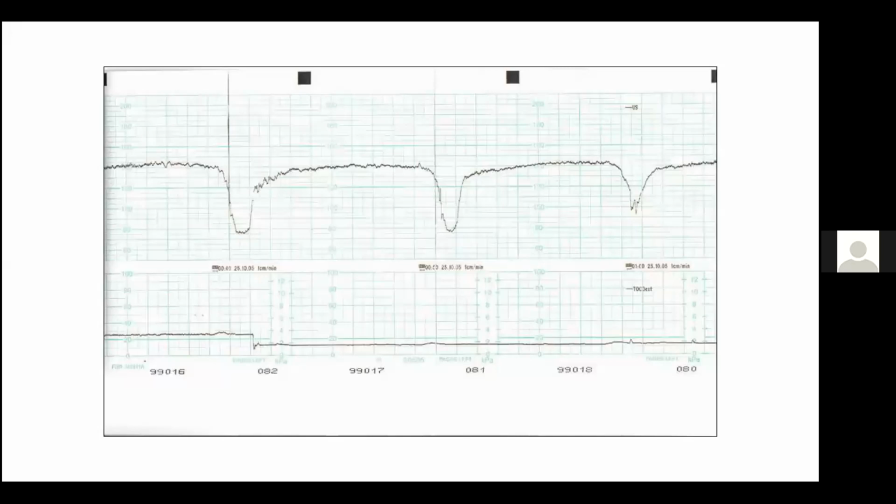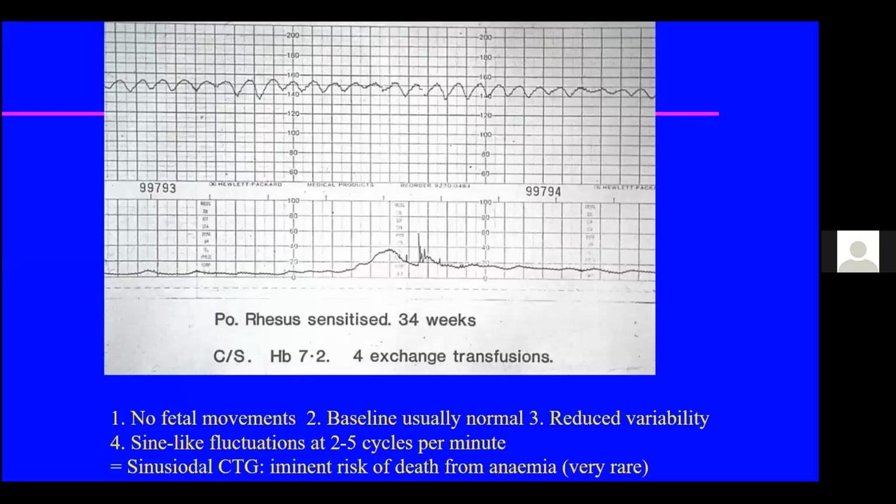So this is what these traces look like. You can see on the top that it's completely flat, and you can see these decelerations happening spontaneously. So we need to deal with that. And then the last one we're going to talk about is what we call a sinusoidal CTG.